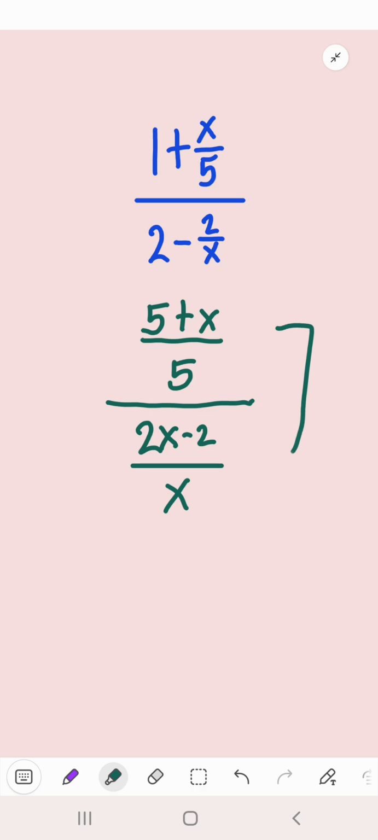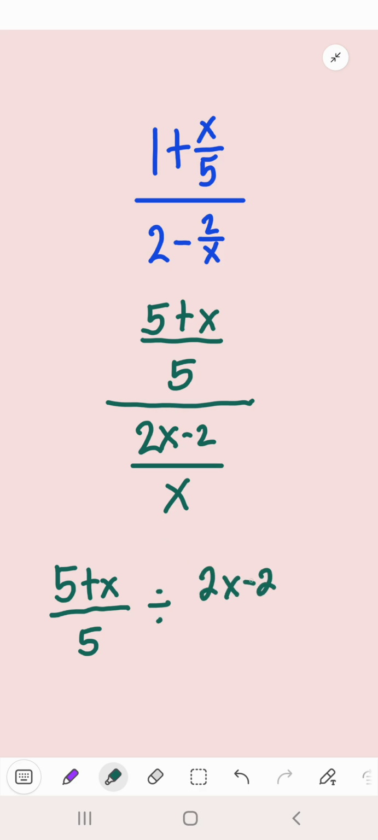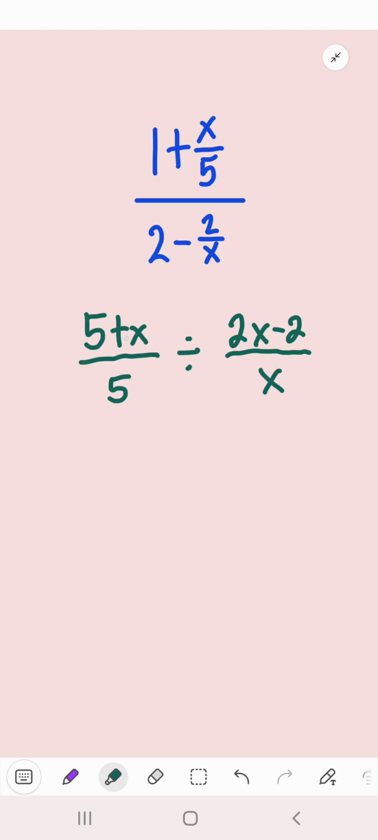Now that we have simplified both the numerator and denominator, we are going to use the division form. So it's going to be 5 plus x over 5 divided by the denominator, 2x minus 2 all over x. And then we can copy down the dividend, which is 5 plus x all over 5. We can change the division sign to times, and then we're going to reciprocate 2x minus 2 all over x.